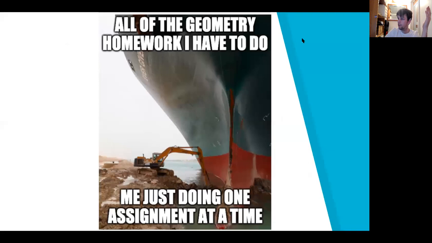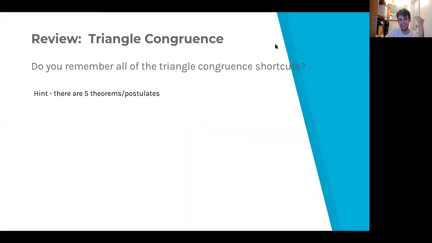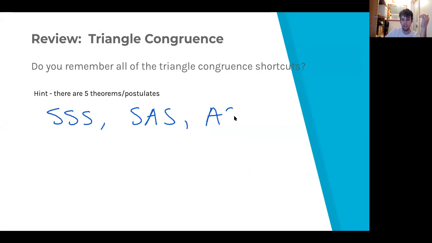All right, so catch up on your homework, catch up on the news. We'll talk about this stuff next week, but remember triangle congruence. This is just kind of a quick reminder. There were some 5 shortcuts that we learned about. They were SSS, SAS, ASA, AAS, and hypotenuse leg, the one that sticks out differently.